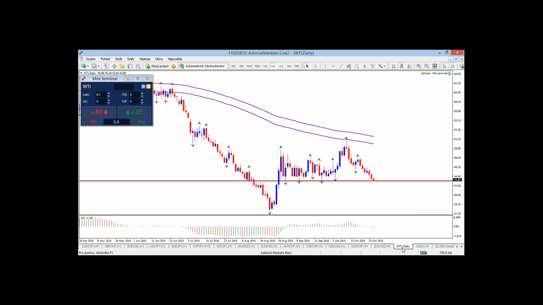Oil is challenging. I don't look at oil too much, so I don't have very much to say about it, but it is challenging this 43.50 support level. And I guess it could be an interesting level for bounce or break. Bounce, maybe back to retest this resistance here, and a break to retest this bottom.